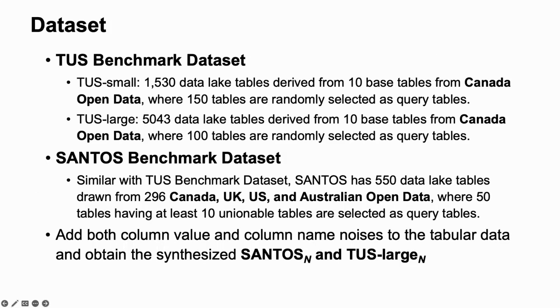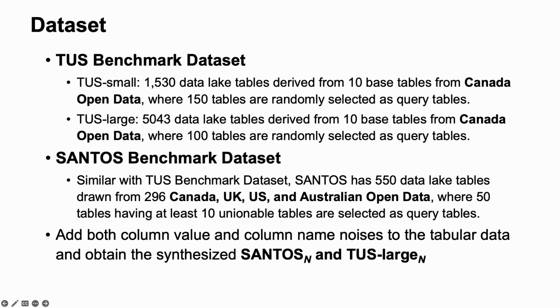To evaluate our technique, 3 public datasets are used: Santos, QS small, and QS large. These 3 datasets are subsets of open data from US open data, UK open data, and Canada open data, with manually labeled data. These data are filtered to remove a lot of table noise to maintain high quality. In order to verify the robustness of the model, we synthesize a test set with table noise.